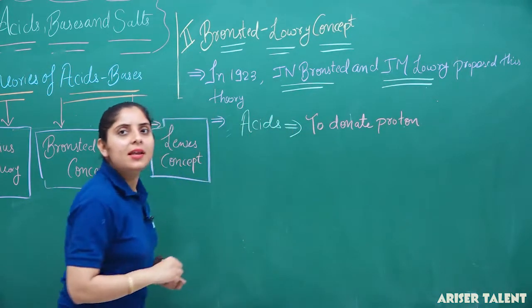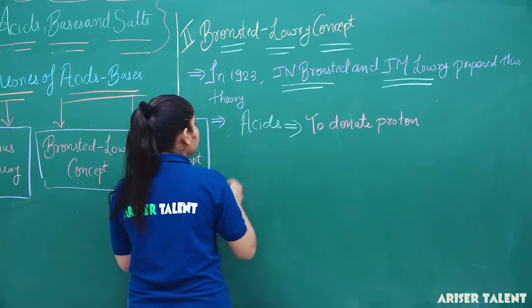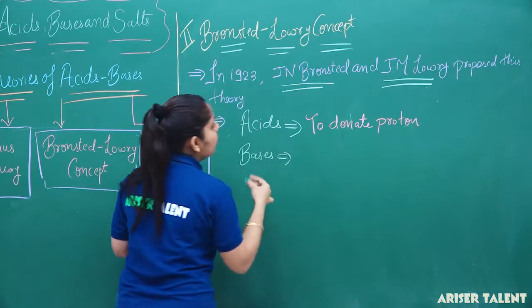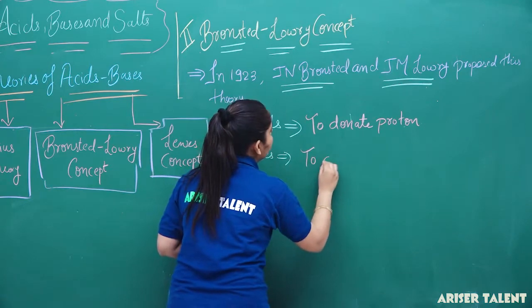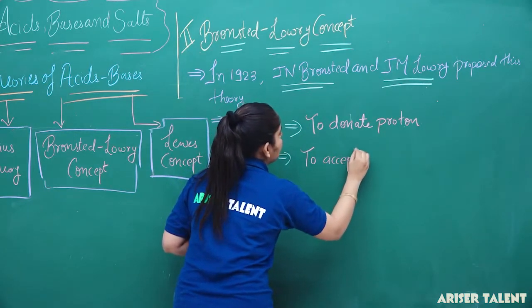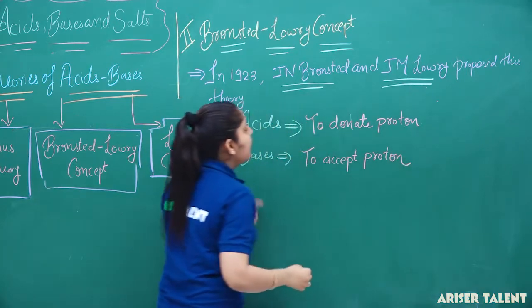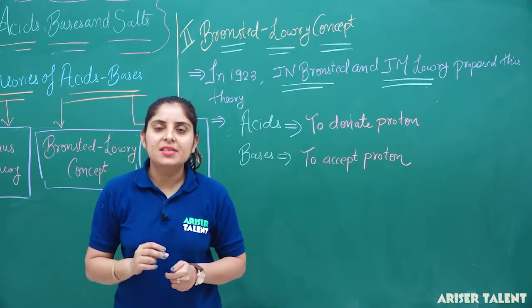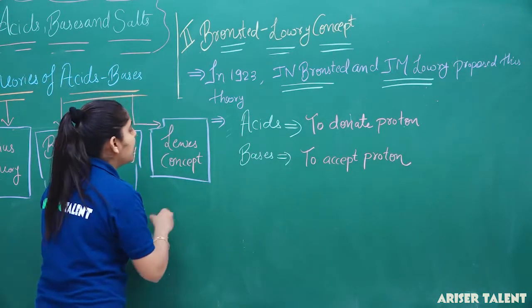And on the other hand, bases are actually those compounds which have a tendency to accept protons. So bases are going to accept proton. So they made the two general conclusions about the theory of acids and bases. Now we will take an example to understand this theory. So we have taken an example here.